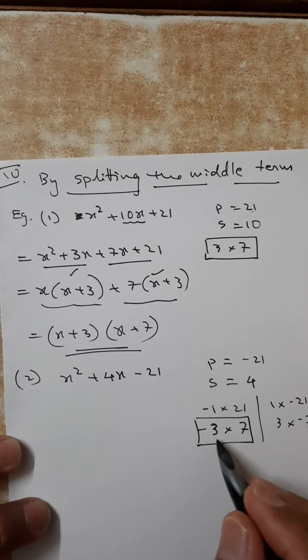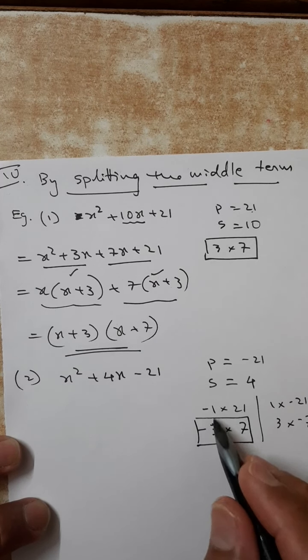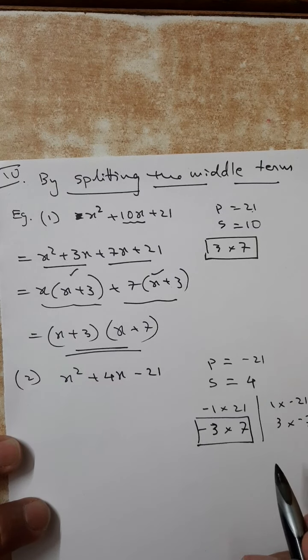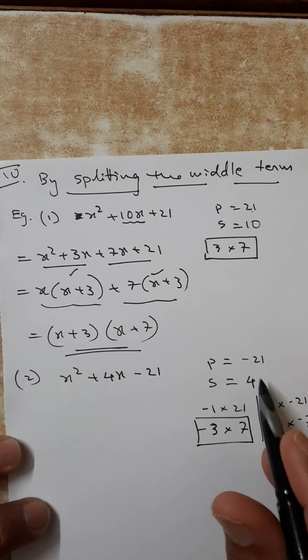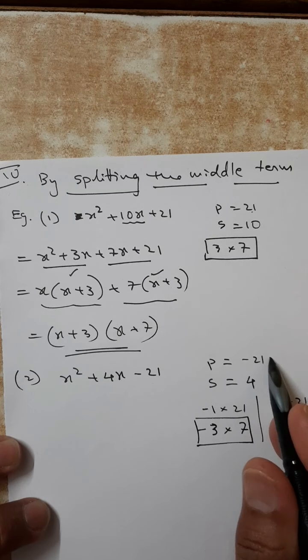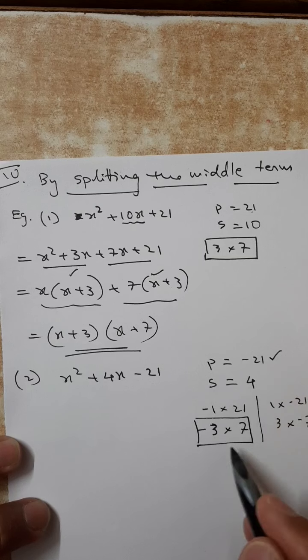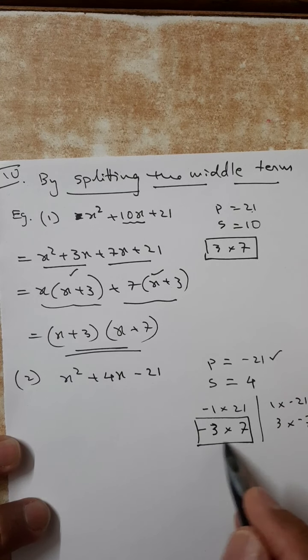If you are getting it directly, no problem, we can write it directly. Otherwise, we will write all the options. All the options are written for this question. First the product: for the product, these are the options. Now for the sum, only this is matching. So our final answer is this one.